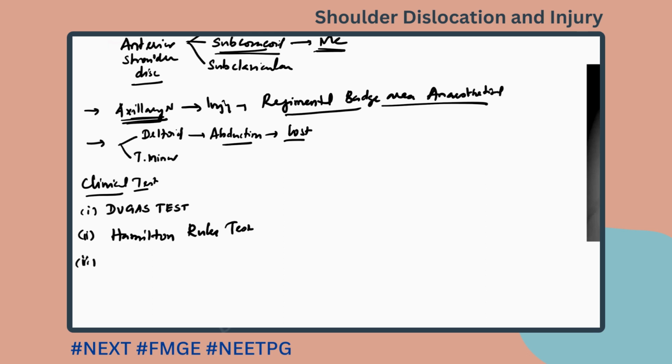The next test is Callaway's test, where there is an increased axillary circumference. Vertical circumference of the axilla, or vertical girth of the axilla, is increased. So that test is called Callaway's test. So these are the various clinical tests to diagnose shoulder dislocation: Dugas test, Hamilton ruler test, and Callaway's test.